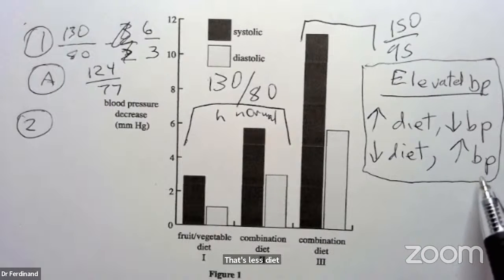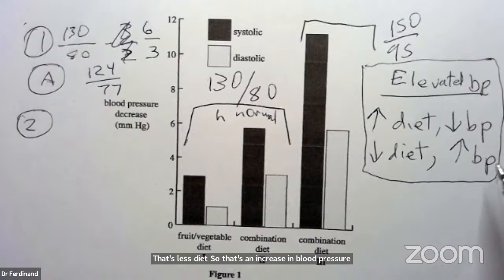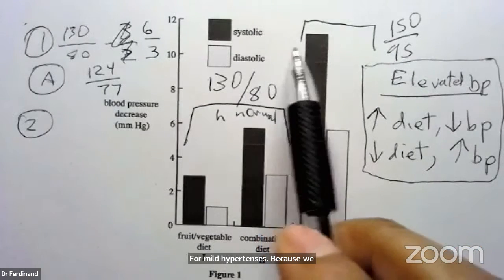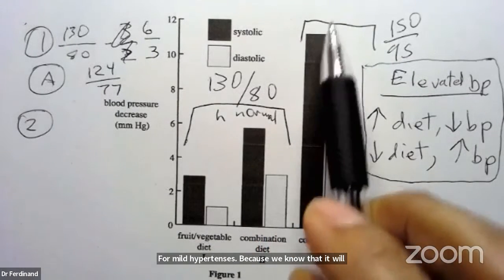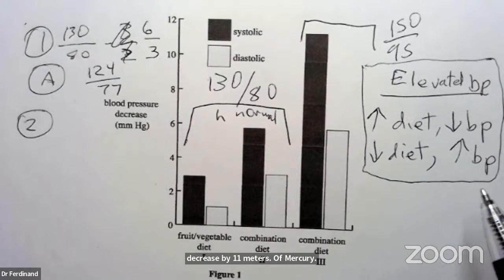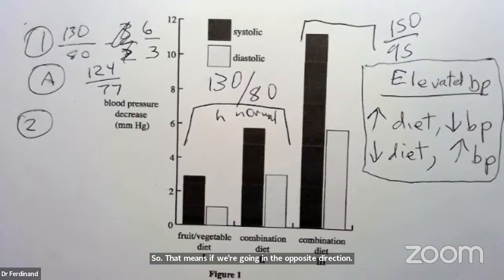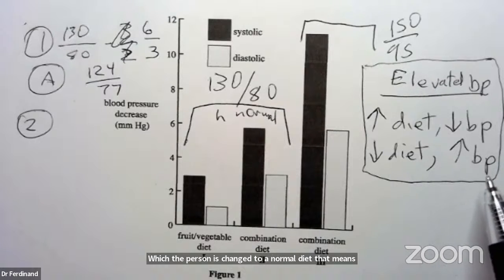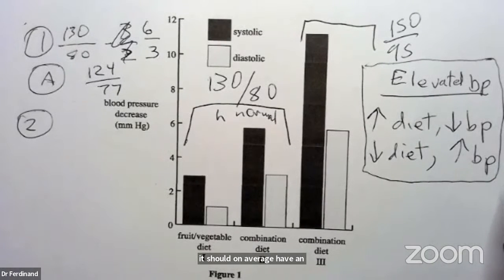So that's an increase in blood pressure. And we could even say to the degree that there is a change in the systolic for mild hypertensives, because we know that it will decrease by 11 millimeters of mercury. So that means if we're going in the opposite direction, in which the person is changed to a normal diet, that means it should, on average, have an increase of 11 millimeters of mercury.